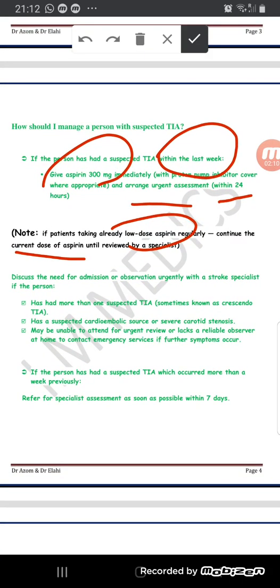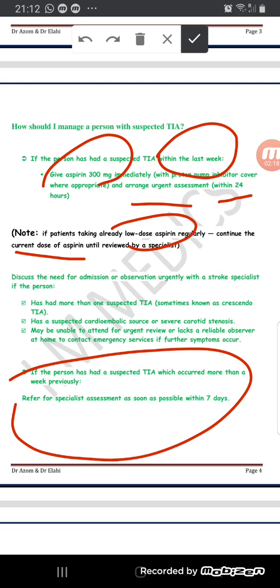Now, if a patient has had a TIA and it's been more than a week, okay, focusing here, more than a week, then the patient will take the 300 milligrams of aspirin, and you need to refer them for specialist assessment within 7 days. They need to be seen.